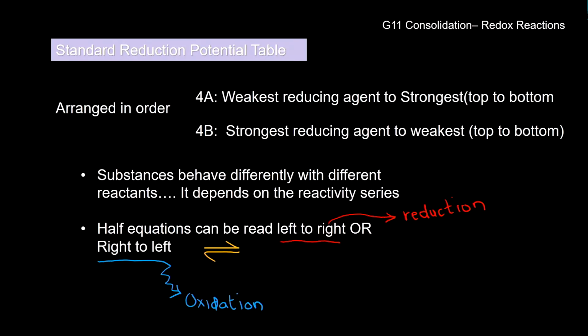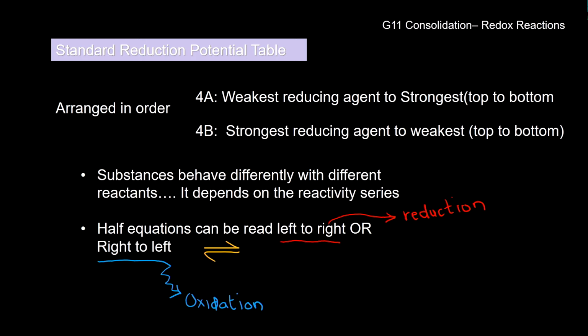Later on, instead of using these displacement reactions, the chemists started using electrochemistry, which then gave them a more accurate reading. So let's have a look at these tables. Well, there are two, and what they can do for us. So there are two that you'll find on your data sheet. One is the 4A, and the other one is the 4B.